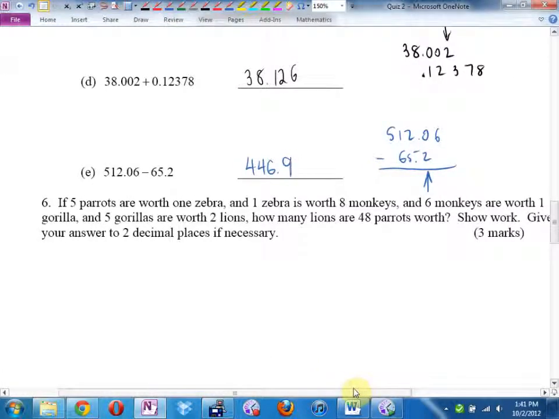How many lions are 48 parrots worth? Okay, we're going to start out with 48. I'll use P for parrots. I need a conversion factor. I want parrots to cancel, zebras to be left behind, because I do have a conversion factor that relates parrots and zebras. One zebra is 5 parrots.